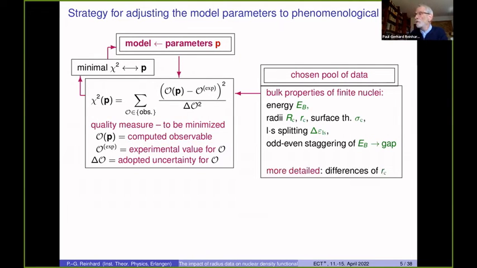And now, lately, we decided to add more detailed information on the differences of radii, which are very well measured these times with isotopic facilities.